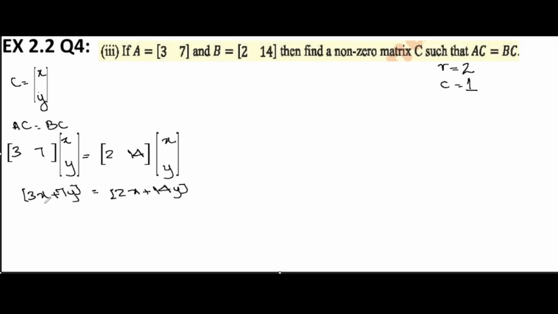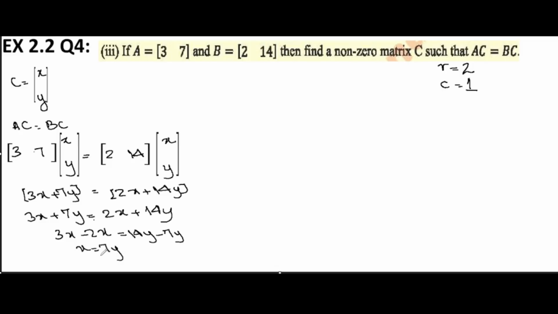Now, if two matrices are equal, their entries are also equal. So 3x plus 7y equals 2x plus 14y. The next step will be 3x minus 2x equals 14y minus 7y. We get x equals 7y.